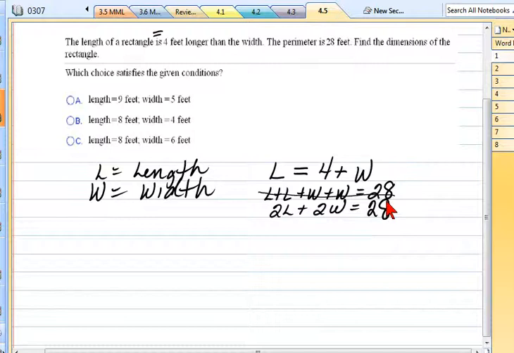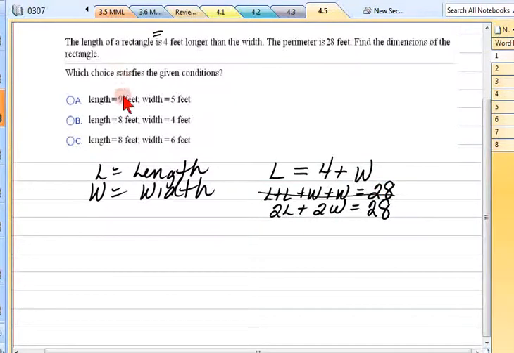Okay? And even if you were a little iffy on that, next time you encounter perimeter, you would know that it's twice the length plus twice the width equals the perimeter for a rectangle. All right, now, we're not supposed to solve this. We wanted to practice the translation, and now what we're doing is we're checking to see if answers are logical.